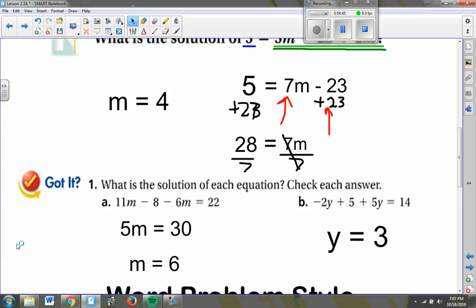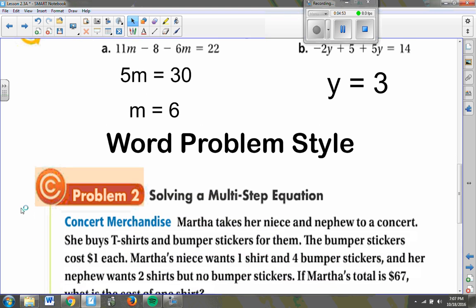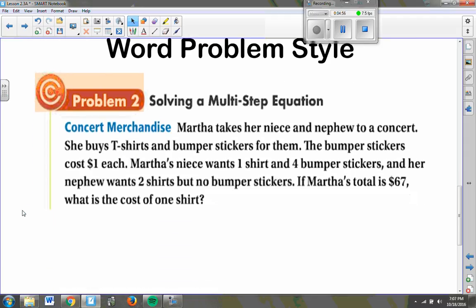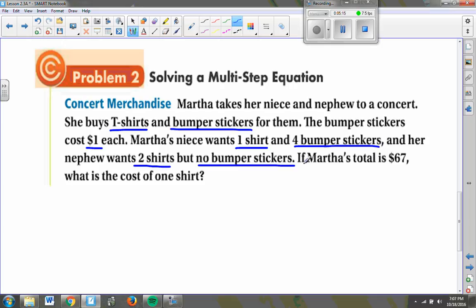Let's look at one more example of how this could show up in your practice problem set. I'm going to look at a word problem that involves a multi-step equation. Okay. So this word problem says Martha takes her niece and nephew to a concert. She buys t-shirts and bumper stickers for them. The bumper stickers cost $1 each. Martha's niece wants 1 shirt and 4 bumper stickers. Her nephew wants 2 shirts, no bumper stickers. If Martha's total is $67, what is the cost of 1 shirt?